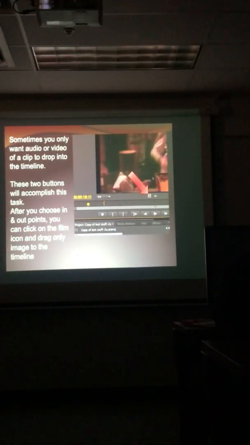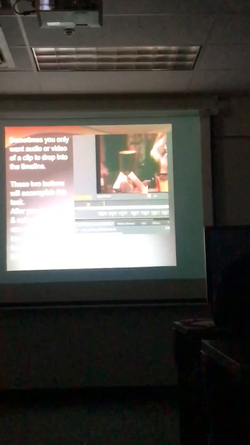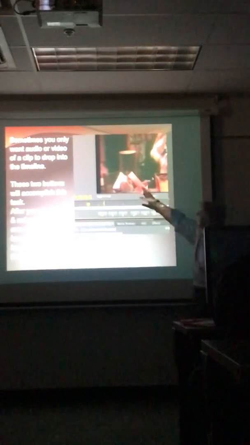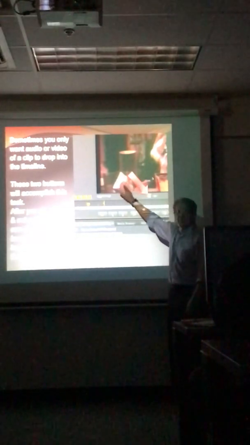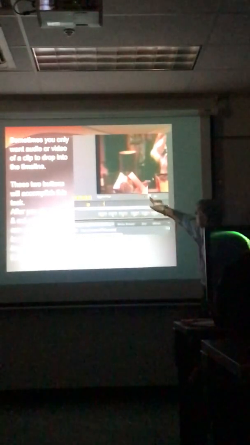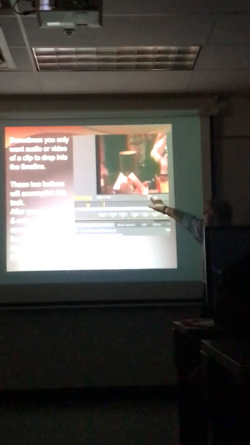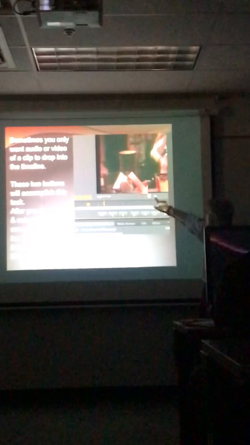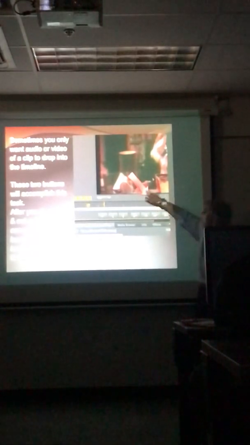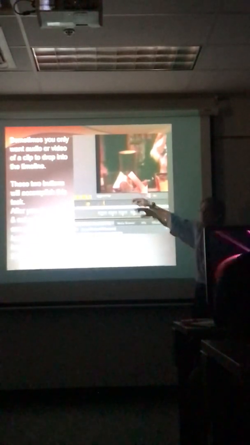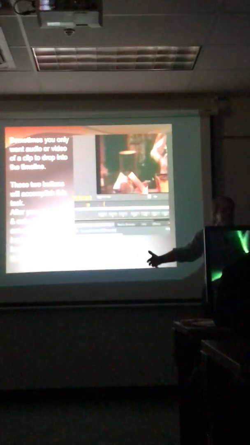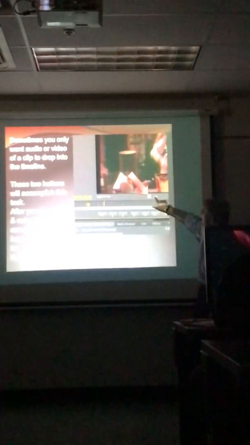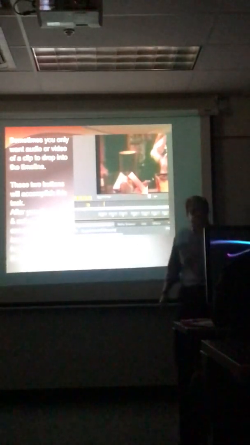Sometimes you only want the audio or the video of a clip to drop into the timeline. So if you find your in and out point, but you don't want any of the audio from this clip, all you do is you grab that. That's the movie. You drag it and drop it in the timeline, and no audio goes down. And vice versa, right here's the audio. So if you only wanted a little bit of dialogue or something, then you just drag that down, and that'll be your audio. Okay.